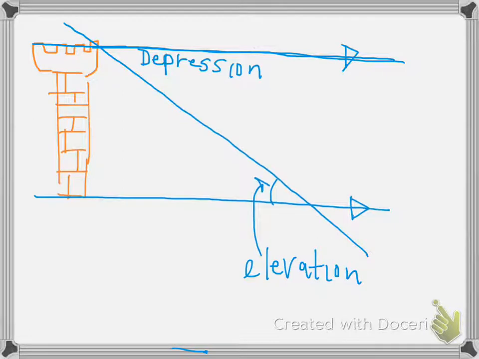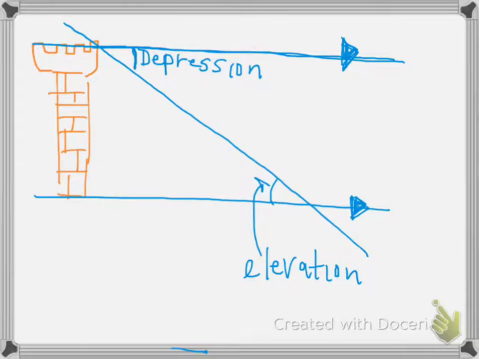So if these lines are parallel, the top blue line and the bottom blue line, you have to remember things about parallel lines. They have angles that can be the same. So if from that top parallel line you push down, that's what the word depression means. So this would be the angle of depression.